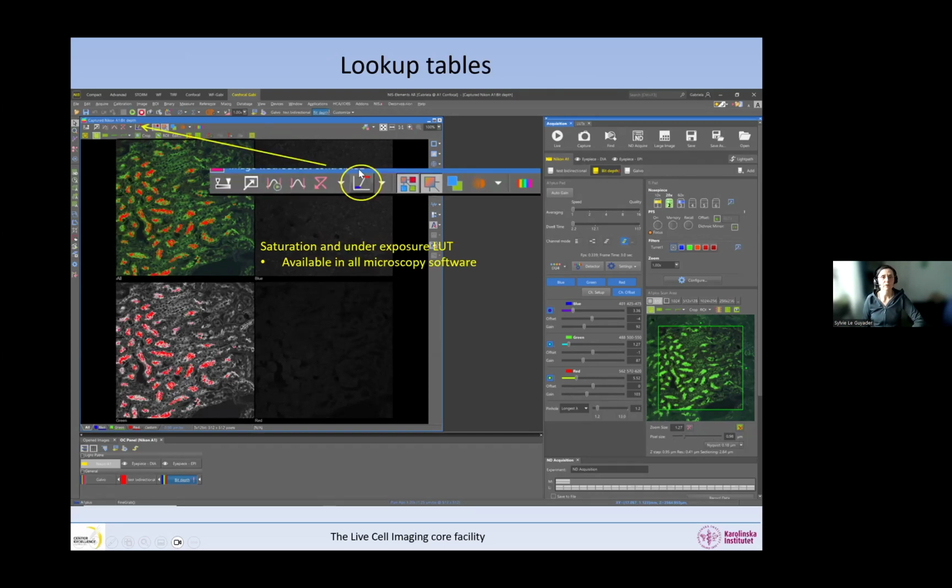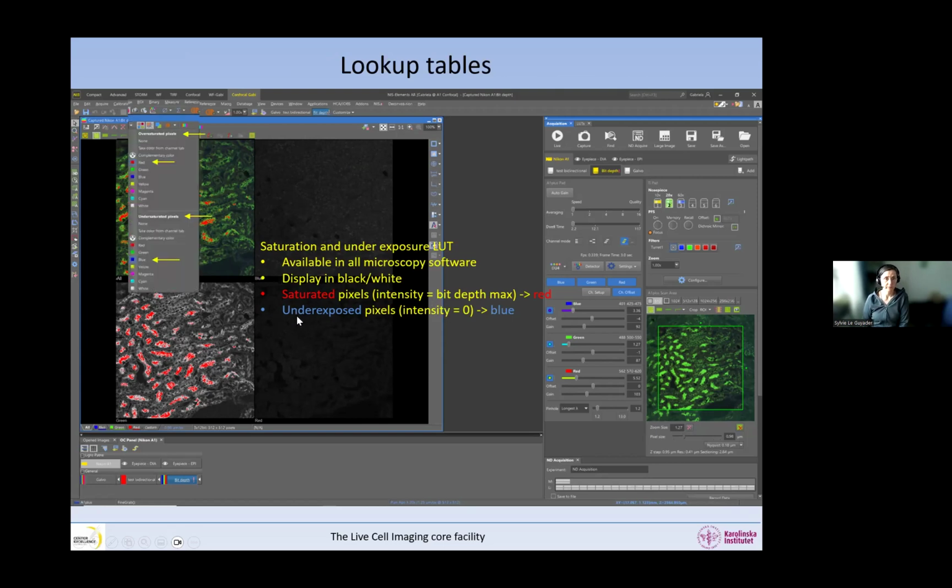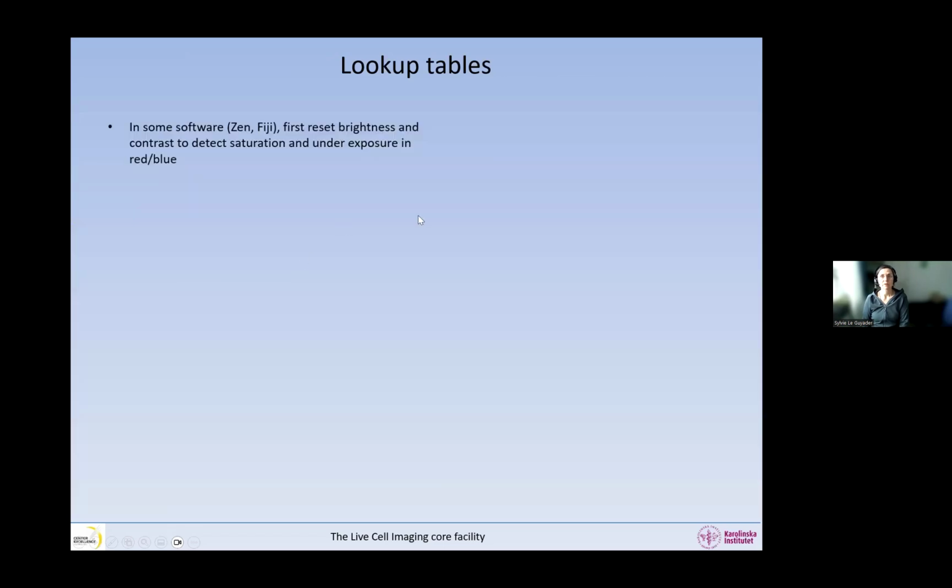So in the Nikon software, it's this little button here that shows the blue minimum and red maximum. And when you click on that, the images, if you have not displayed them in black and white before, but you should, become black and white. And also it shows the saturated pixels in red, and that's the maximum bit depth. And it shows the underexposed pixels in blue, and that's the pixels that have an intensity of 0. And you can change this in the software if you want to put different colors or something.